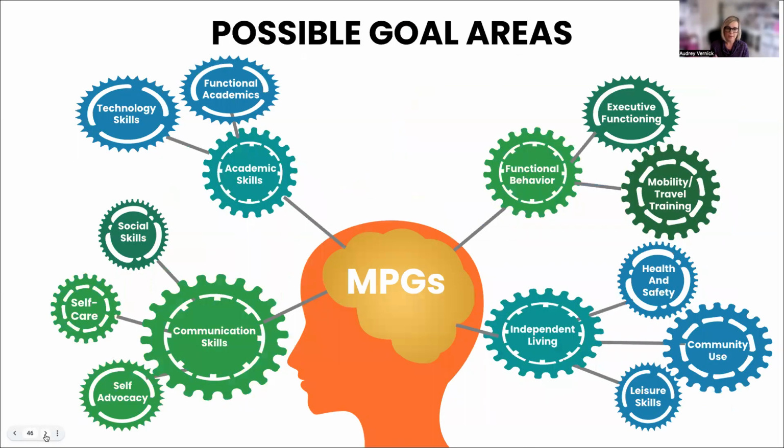Possible goal areas: there could be a zillion goals tied to those measurable post-secondary goals. It's going to be very unique to each child. You can have more than one annual goal tied to each area, each measurable post-secondary goal. What I see is that for the post-secondary goals, teams want to write one goal in each area. And if you ask for more, they say, oh no, we only have room for one. Well, too bad. My son has more than one post-secondary goal in each area. We need to write 2, 3, 4, 5 goals in each area, as long as it's reasonable, right?